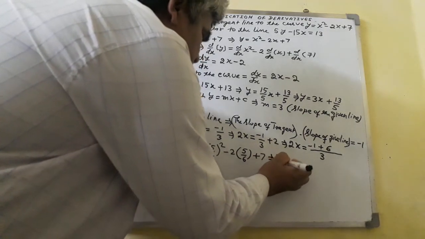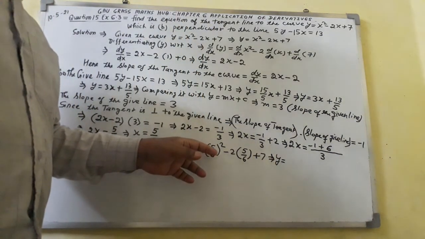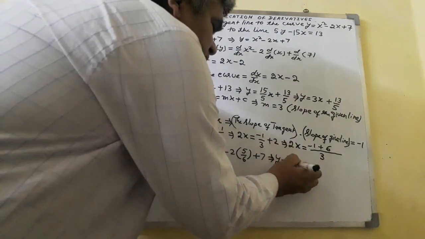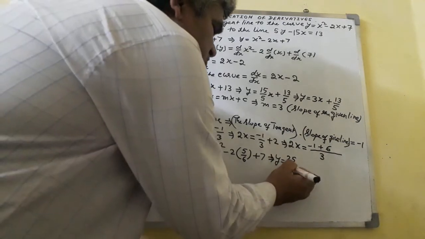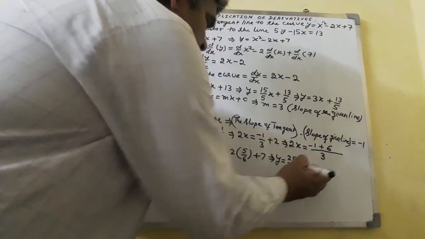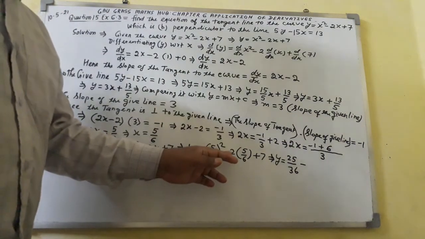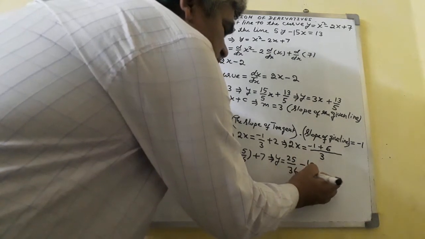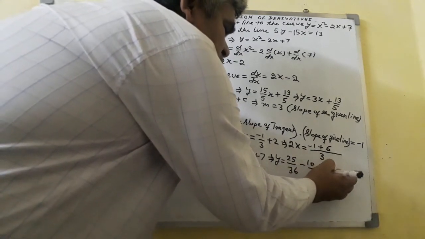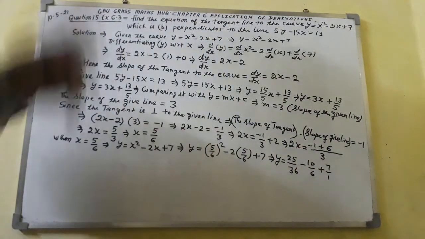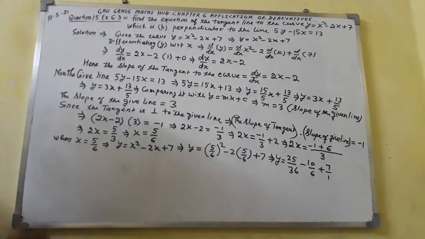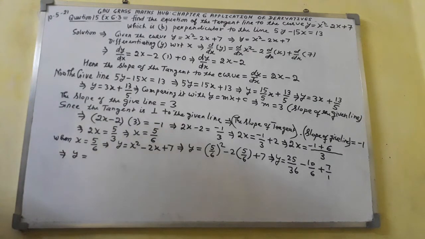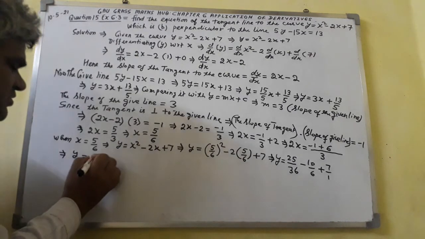Y equal to 5 whole square comes out to be 25 over 6 square is 36, minus 2 times 5 is 10 over 6, plus 7 over 1. I can write like this. Here again I shall write y equal to, taking LCM, here 36.